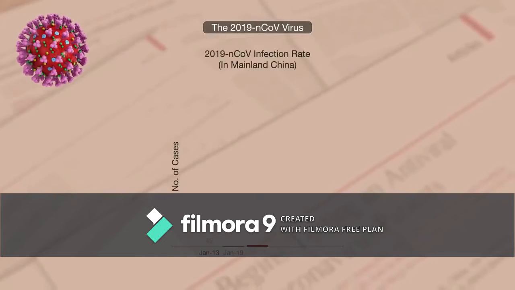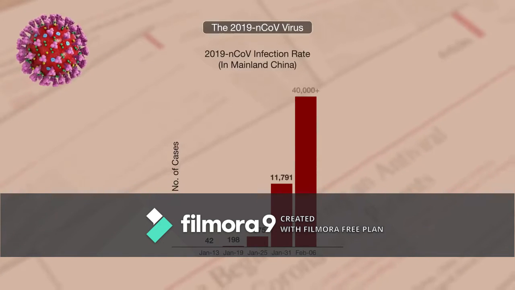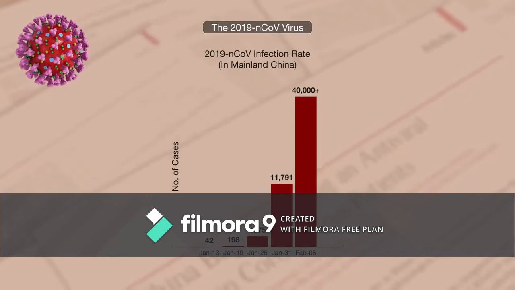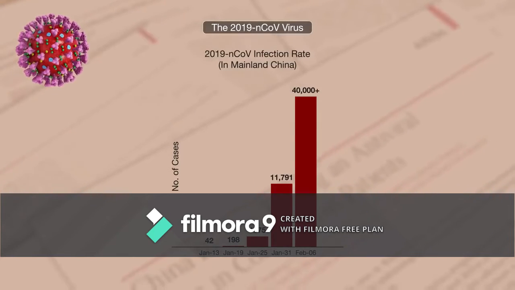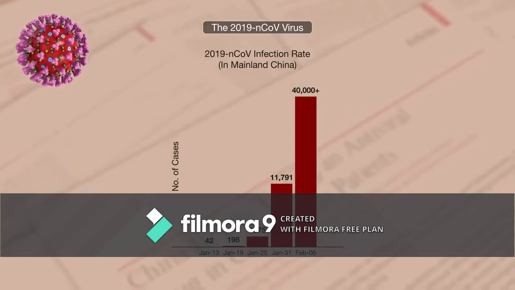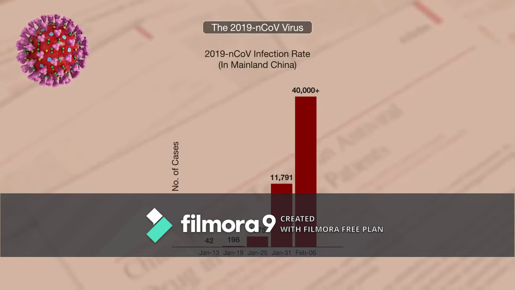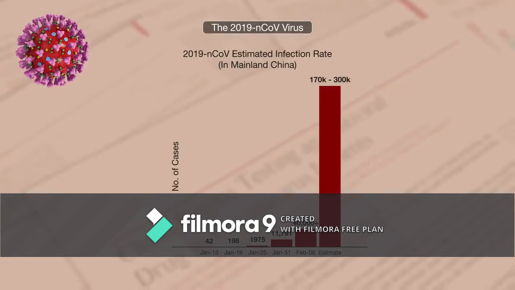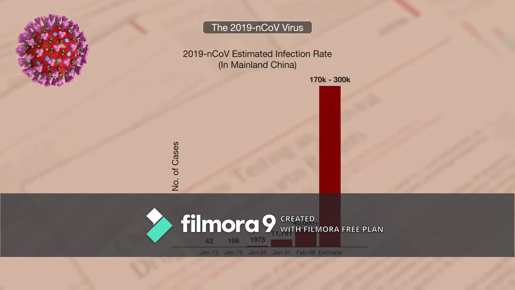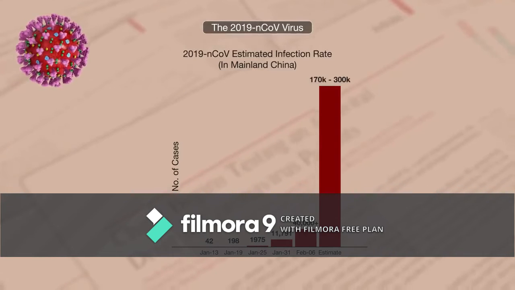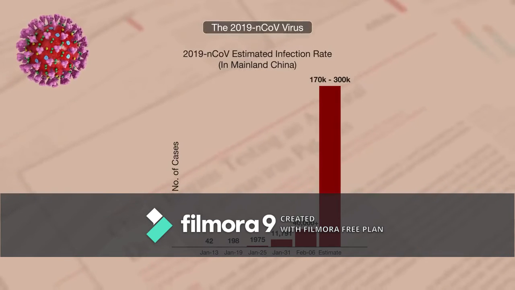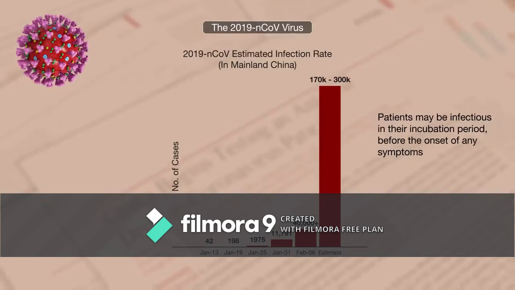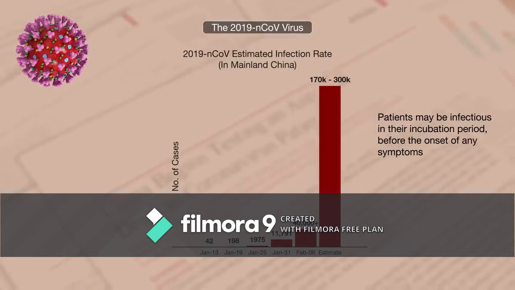The virus has, as of February 6th, over 40,000 confirmed cases in China alone, with almost 200 cases in over 25 other countries. However, Dr. Jonathan Reid from the UK believes that the number of actual cases is far greater and has estimated between 170 to 300,000 by February 9th. This is because symptoms can be mild and escape reporting and testing. What's more, in stark contrast to SARS, some patients may be infectious in their incubation period before the onset of any symptoms.